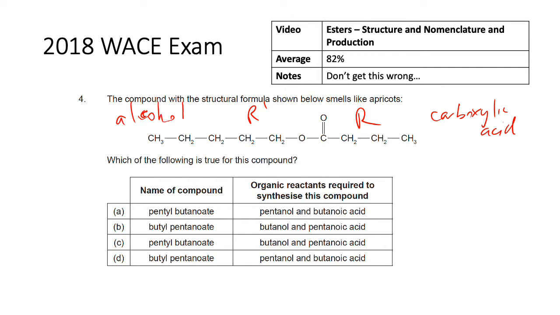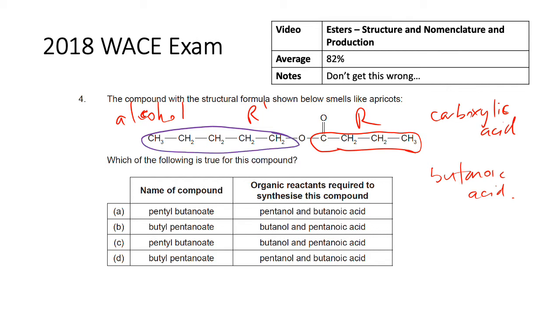Okay, so therefore the R group from the carboxylic acid has 1, 2, 3, 4 carbons. Okay, so this is butanoic acid, and the alcohol has how many carbons? 1, 2, 3, 4, 5. 5 carbons, so it's a pentanol. Except you also need to know where it is. It's a 1-pentanol. Of course, it doesn't actually ask you. It just asks what type it is.